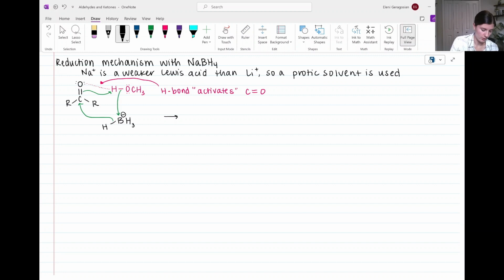So just focusing on what was originally the aldehyde or ketone, we have the carbonyl carbon still bonded to the 2 R groups. It has a new bond to the hydrogen from the boron with 4 hydrogens. It has a single bond to the oxygen, the carbonyl oxygen. And now that oxygen is bonded to the hydrogen, the proton from the solvent. So we've already formed the alcohol product in that first step.